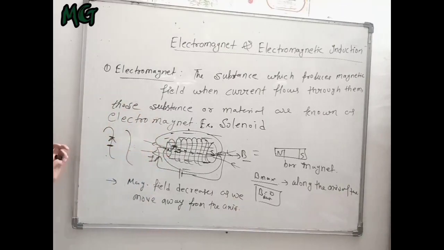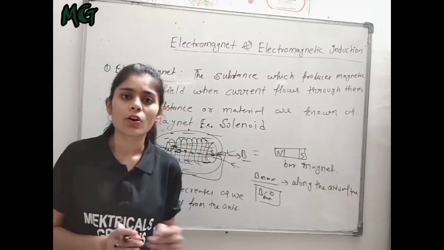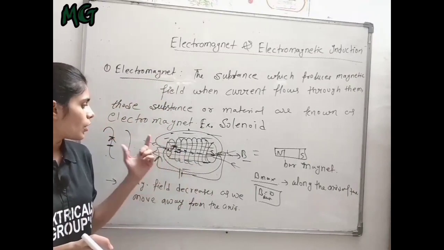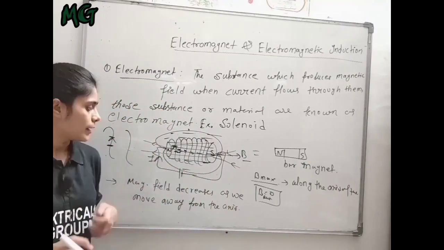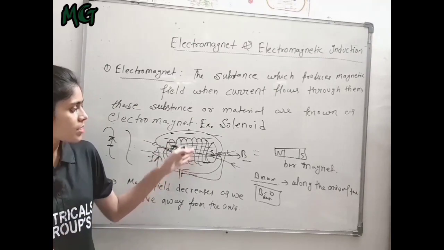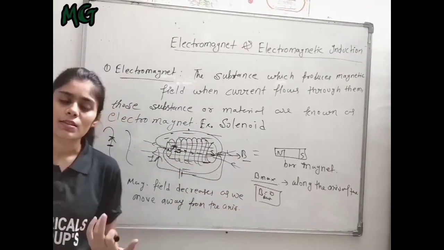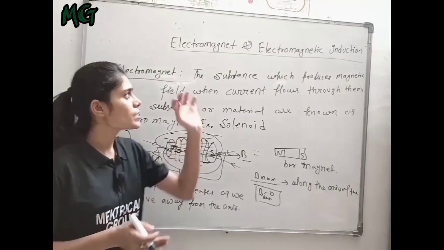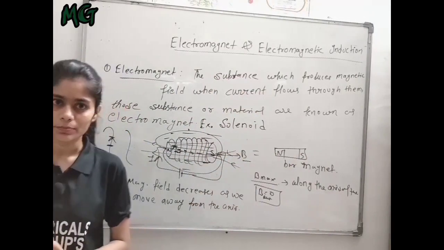Okay, students. So this is about the electromagnet or solenoid. You should know the properties of a solenoid: how it produces a magnetic field, and where the magnetic field is maximum and where it is minimum. So this is about the solenoid. Next topic is electromagnetic induction.